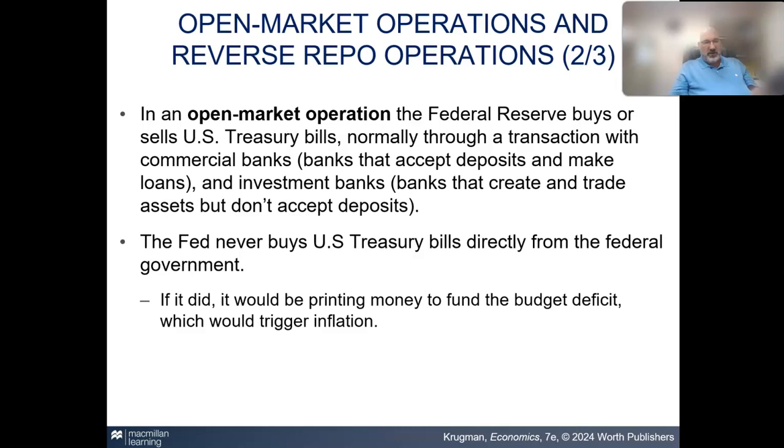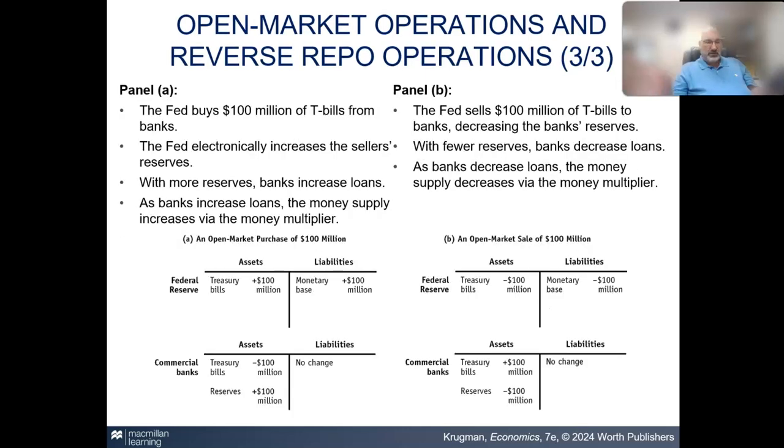But the Fed never buys U.S. Treasury bills directly from the federal government. If it did, it would be printing money to fund the budget deficit, and that would just trigger inflation. So the Fed is not the one buying U.S. T-bills from the government. Now, the government holds debt, but the Fed did not sell it or buy it from the government. That just doesn't happen. The government holds its debt in a different way.